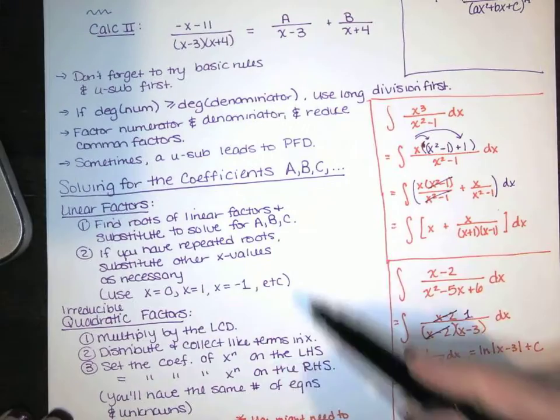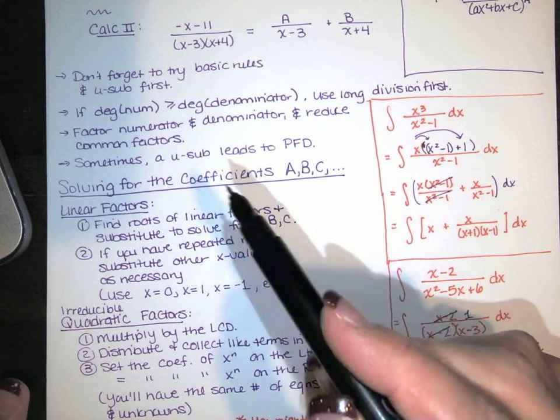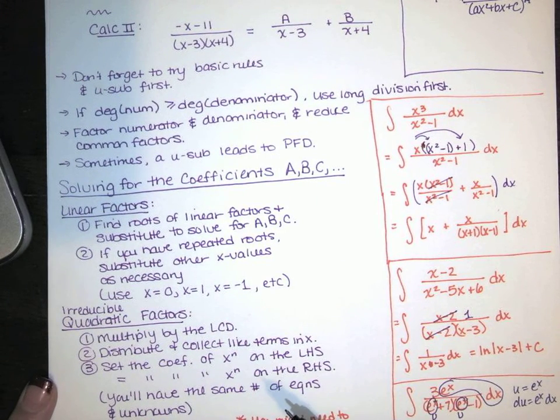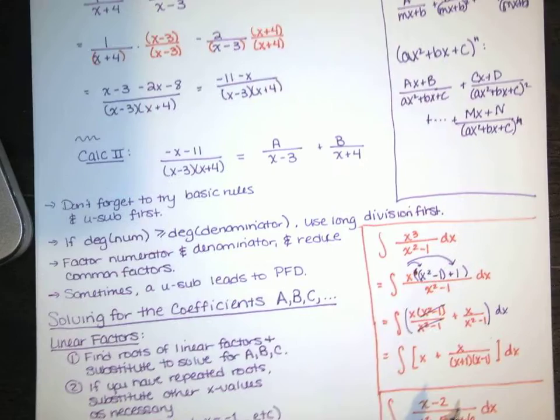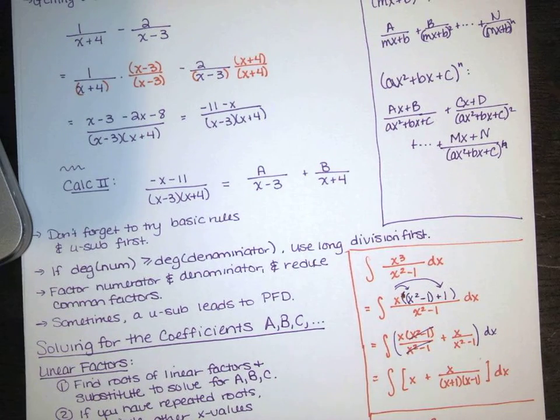And this that we talked about right here, this is going to allow you to find the values of a, b, and c. Then, of course, you back substitute and anti-differentiate.